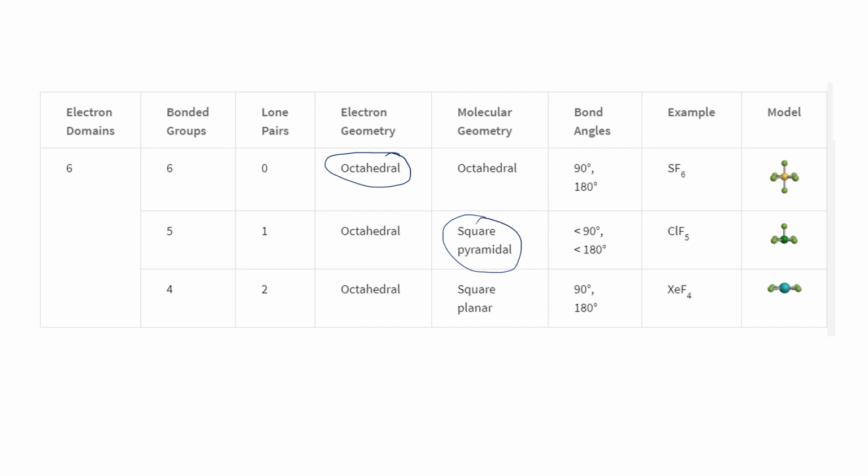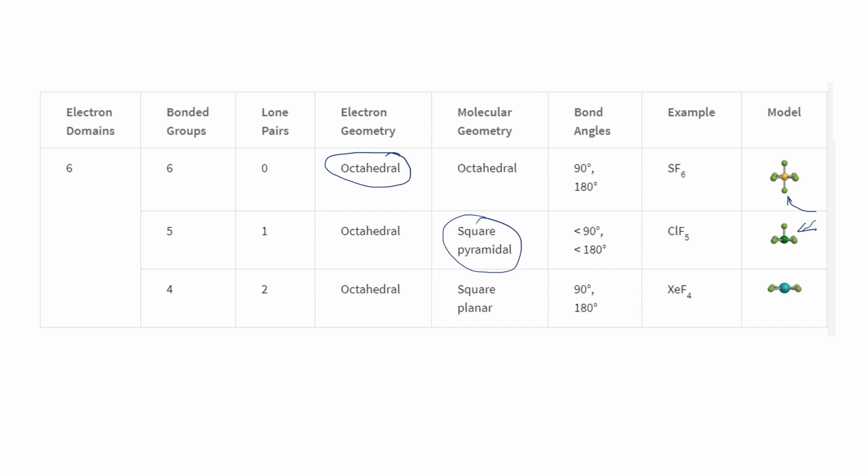If you think about putting that lone pair in that bottom position, that's probably the easiest way to visualize what becomes the square pyramidal structure. You've got four atoms forming a square around the central atom, and then there's one atom popping up at the top, which is the tip of that pyramid.